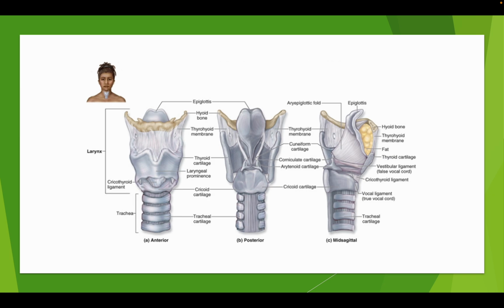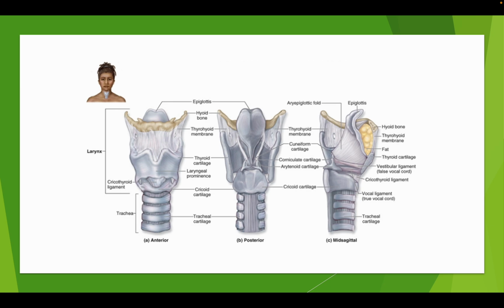This is another image illustrating the anatomy of a healthy larynx. It shows the cartilage that makes up the larynx. From this photo, we could see that the epiglottis is located at the top of the larynx. Additionally, the photo illustrates that the cricoid cartilage is located below the thyroid cartilage.